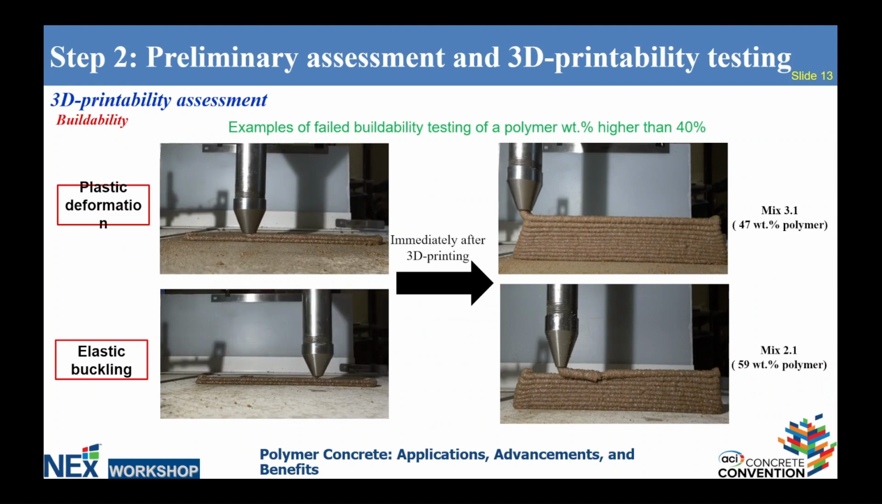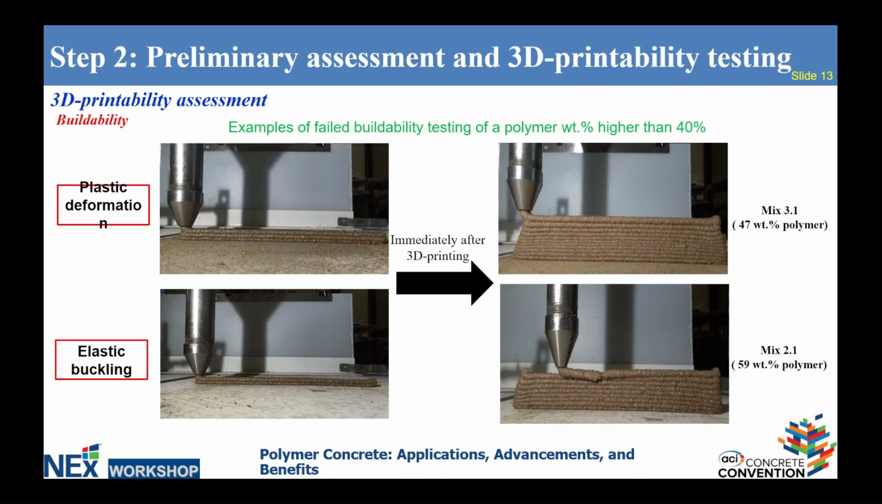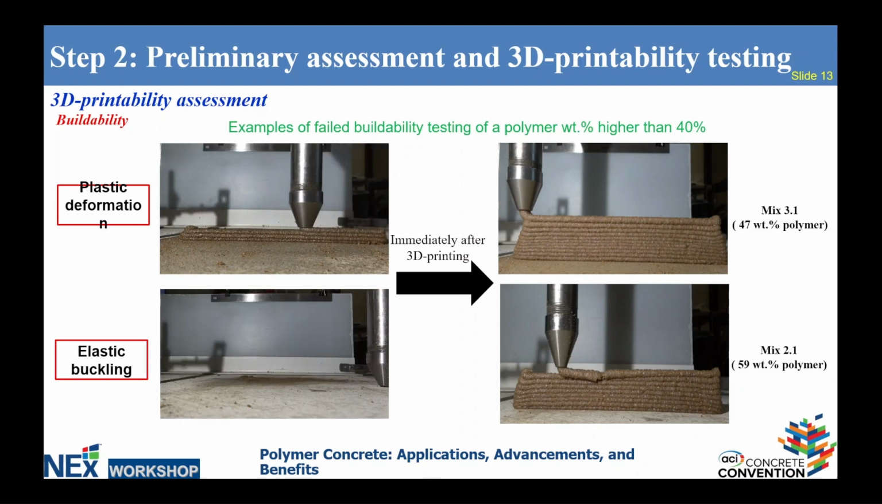Okay, for the buildability, we examined it by 3D printing layers above each other. If we showed any sign of plastic deformation or elastic buckling, that's a type of failure that is not considered acceptable. So you can see in the video above, this is a plastic deformation. We were 3D printing, and then we had a permanent deformation of the structure. So those are types of failure, and those mixes were excluded. They happened at high polymer weights, 47 and 59 polymer weight %.